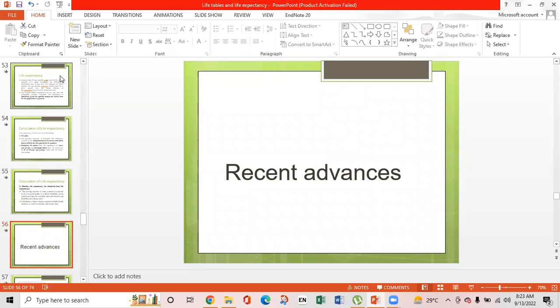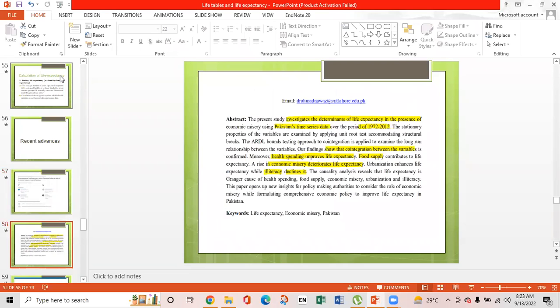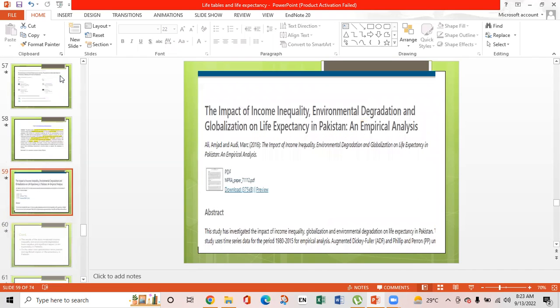Now coming towards the recent advances. An article shows the determinants of life expectancy and its prospects under the role of economic misery, a case of Pakistan. It investigates the determinants of life expectancy in the presence of economic misery using Pakistan's time series data over the period of 1972 to 2012. It shows that the co-integration between the variables is confirmed. Moreover, health spending improves life expectancy. Food supply and economic misery can deteriorate life expectancy if not managed properly.